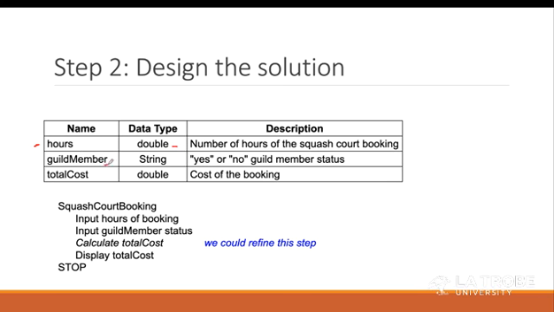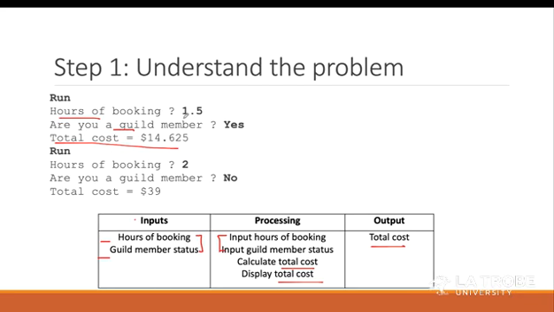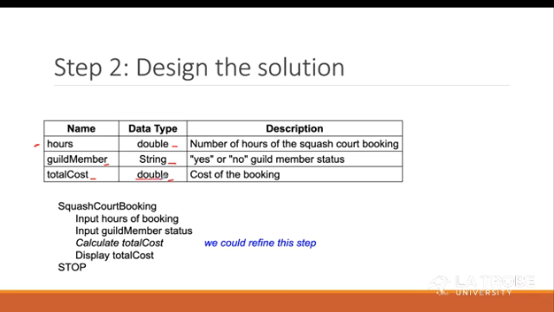Second one is a guild member. So you are asking the user whether they are a guild member or not. So the answer is going to be yes or no. So the data type is string there. And the third one that you need to declare a variable for is total cost, and the data type is going to be double, because that's the cost of booking. And if you see here, the court normally costs 19.50 per hour, which is again a type of double. So that's the reason we have taken the data type as double here.